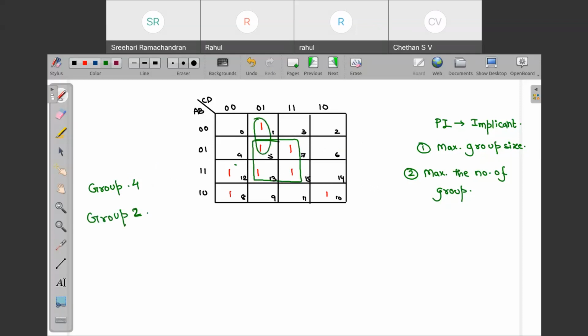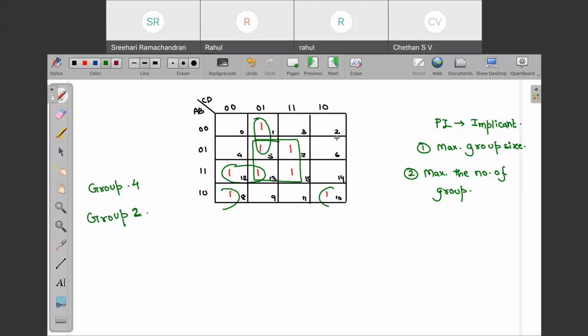This is one group of 2. This is one more group of 2. Okay, so you have found all the groups of 2. Now don't go searching for groups of 1. Why? You won't be searching for groups of 1 because all the ones have been covered, so you don't need to find groups of 1 anymore.